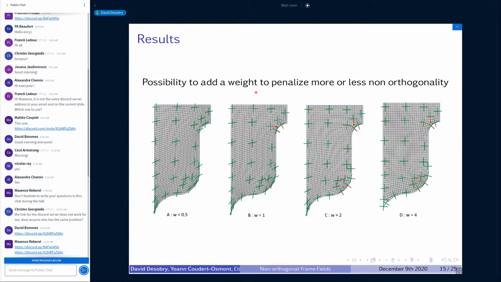Lastly, we can adjust the coefficients in front of the 4 parts of our energy to, for example, penalize less the non-orthogonality, and in this case, favor meshes without any singularity, like in screenshot A. And vice versa, we can penalize more the non-orthogonality and therefore favor meshes with a lot of singularities inside the domain. But as we can see in screenshot D, if we penalize non-orthogonality too much, we obtain the same degenerate problem as for the orthogonal case.